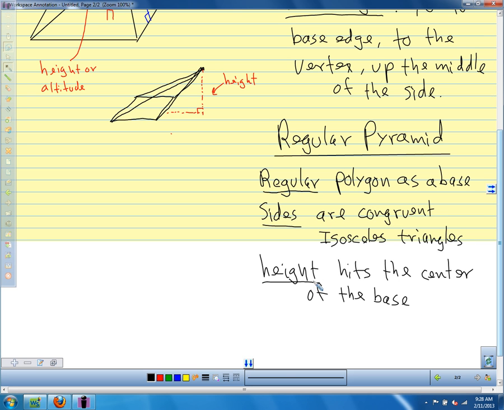When we have a regular pyramid, our base is a regular polygon: a square, an equilateral triangle, a regular hexagon, something like that. The sides are all congruent triangles, and the height will hit right at the center of the base. All right, now we're ready for our formula, finally. We have all the parts that we need. Any questions on the description or what makes up a pyramid? Okay.